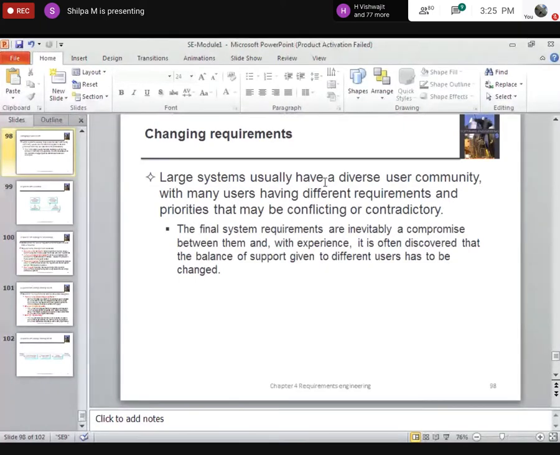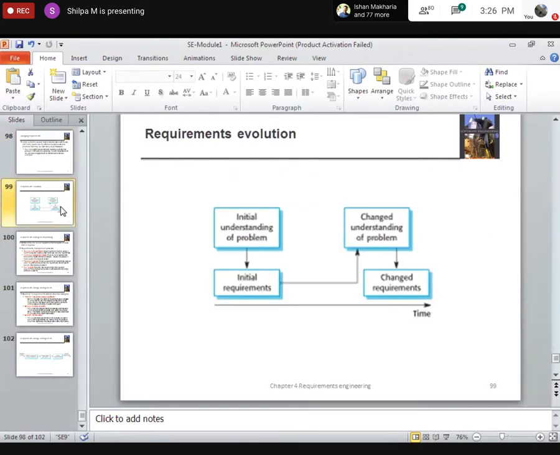Then large systems usually have a diverse user community, with many users having different requirements and priorities. They may be conflicting or contradictory. For example, the same product is used by so many people at so many places. Based on the place where they are using it, it may change certain things, or there may be certain things which you need to prioritize or change. So, in those cases, your requirements will change.